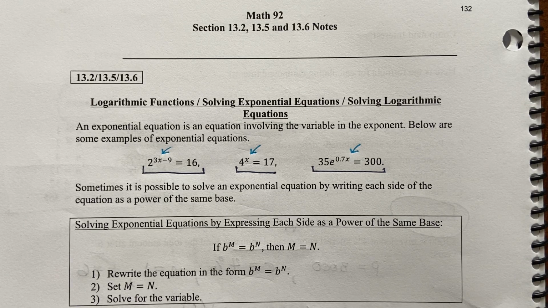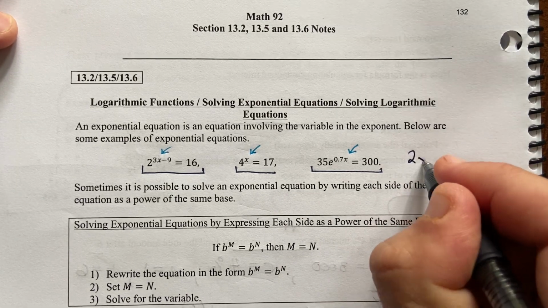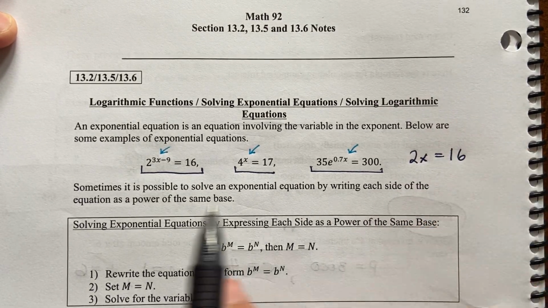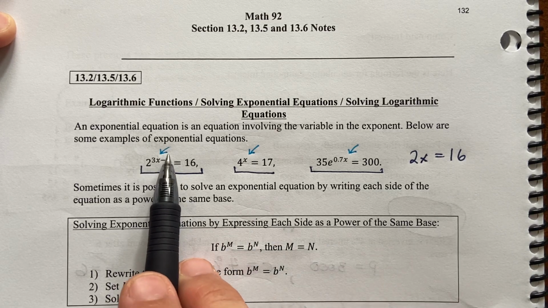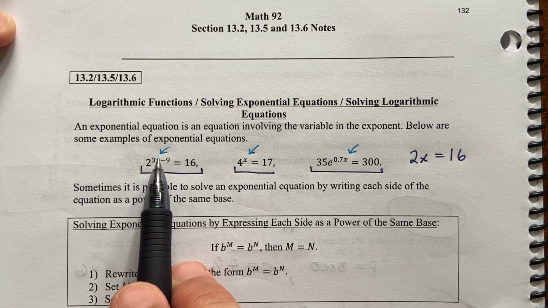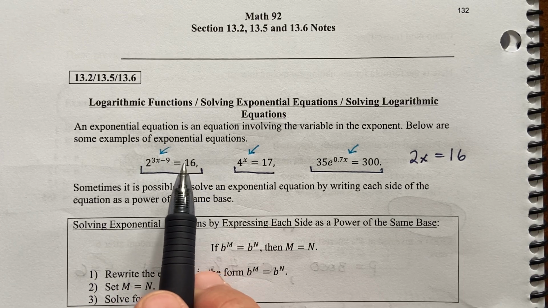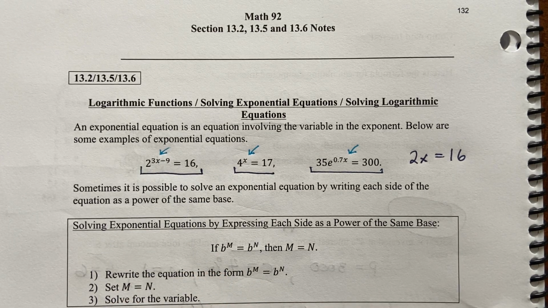equations. Rather than having something like 2 times x, which would be a linear equation, instead of having 2 times x equals 16, we have something similar to 2 raised to the x equals 16, and we're trying to figure out what x makes this true.